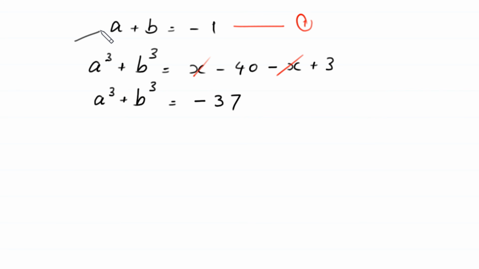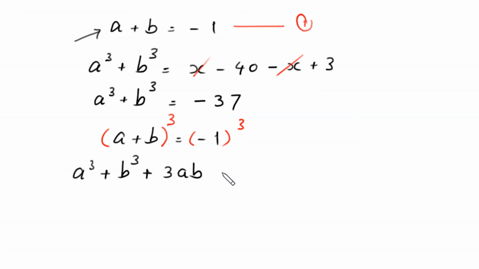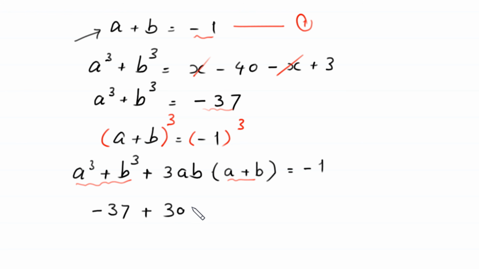Now we take cube of both sides of this equation like this. A plus b is equal to negative 1, and we take cube of both sides. Now this a plus b whole cubed is equal to a cubed plus b cubed plus 3ab times a plus b is equal to negative 1 cubed is negative 1. Now in this equation we replace this a cubed plus b cubed with this negative 37, and we replace this a plus b with this negative 1. So this will become negative 37 plus 3ab times negative 1 is equal to negative 1.